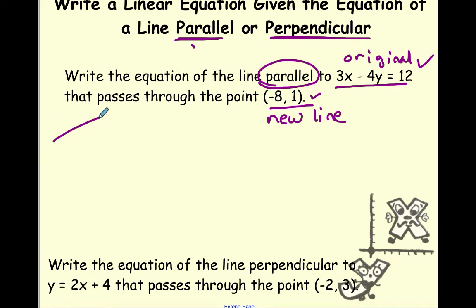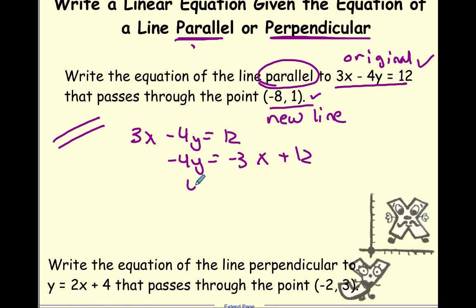Okay, so parallel, we know, going in the same direction, means equal slopes. See that equal sign that looks like parallel? That's why. So if they're parallel, they have the same slope. My equation doesn't tell me the slope of the first line, so I'm going to get it in slope-intercept form. So I'm subtracting 3x and dividing by negative 4.